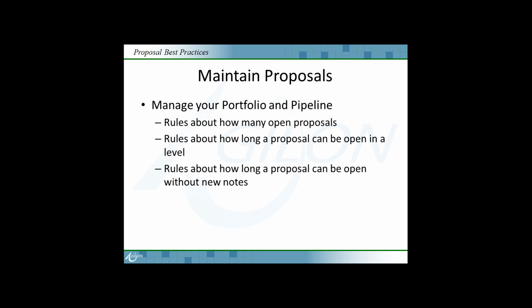And we may want to look at, maybe it's not just how long something can be open in a particular level, but maybe it's gauged based on whether or not there's been any activity while it's in that level. So how long can we have a proposal open in solicitation without it moving into response, without us having put any new notes or activities or contacts or plans against that proposal?